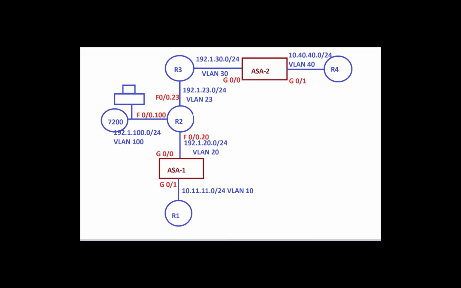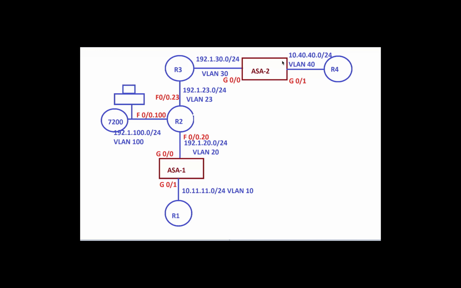So on R2, like I said, what we are going to do is we are going to put the IP addresses on all the three interfaces, but these are the sub interfaces, right? But other than that, everything remains the same. Okay, so we will do that, and probably we will put a default route to reach my ASA2. I will have to put a static route on R2, because we don't have any routing running here. We need to use static routes.